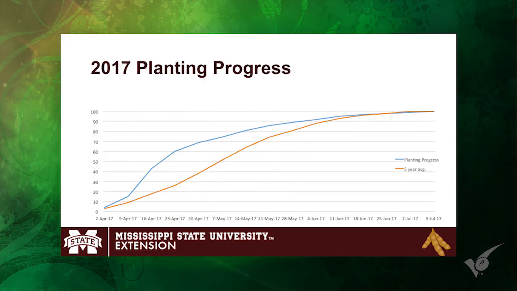This is the planting progress for 2017. Remember what I said in the beginning, we were predicted to tie our previous record, 52 bushels. The blue line is what we did in 2017. The orange or red, that's the 5-year average. We were way ahead of schedule. We had a lot of our acres planted in the month of April this year compared to normal. And I think that absolutely will contribute to that overall yield potential that we had.